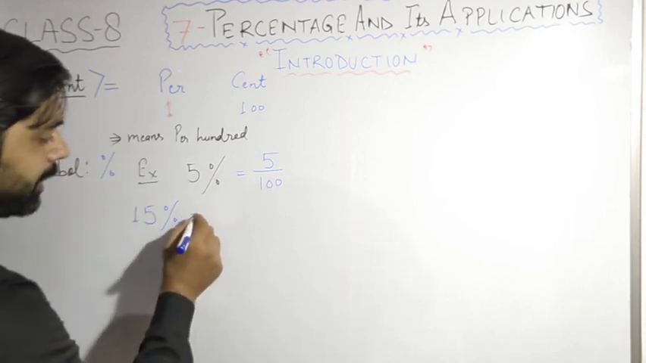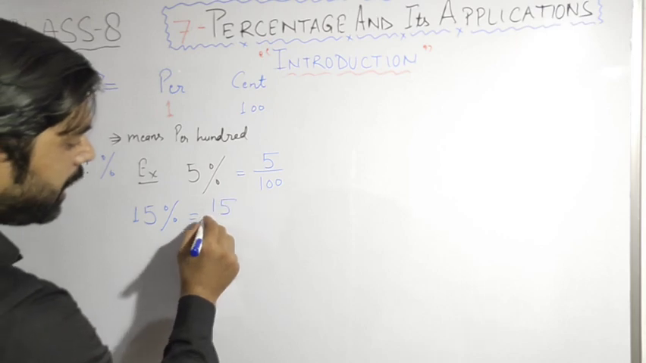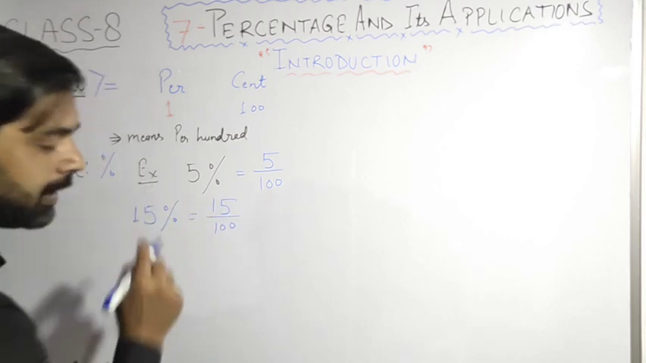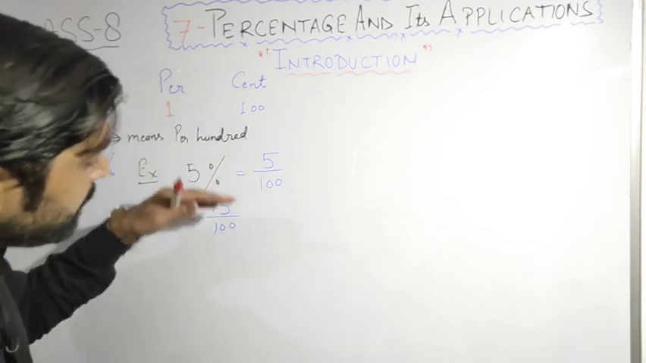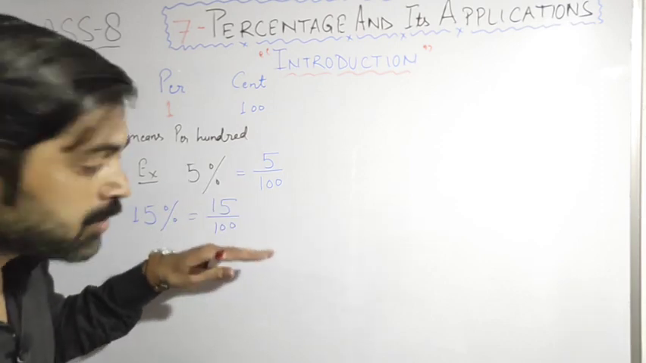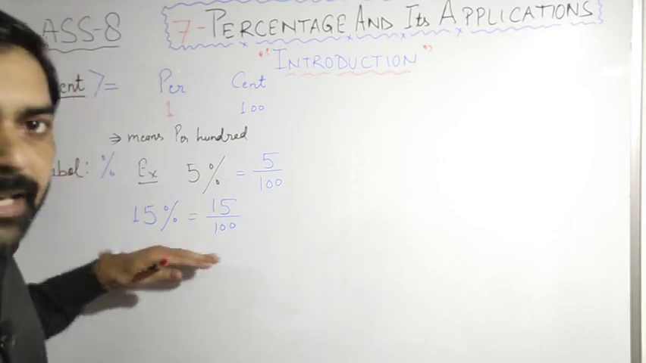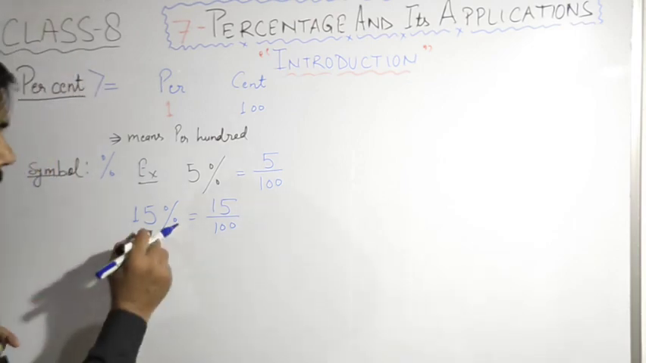Like another example, 15%. So how can we write this number? 15 upon 100, per 100. Out of 100, how many parts? 15 parts. So this is the percentage form of the symbol.